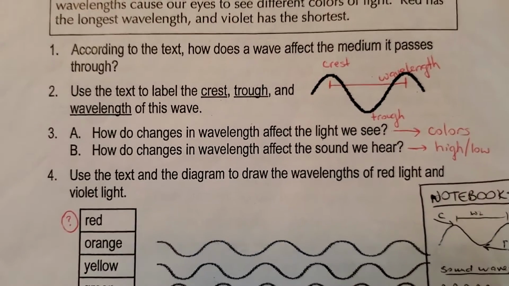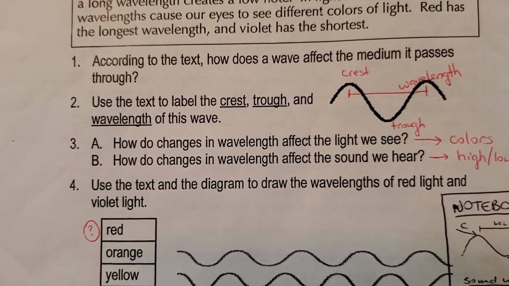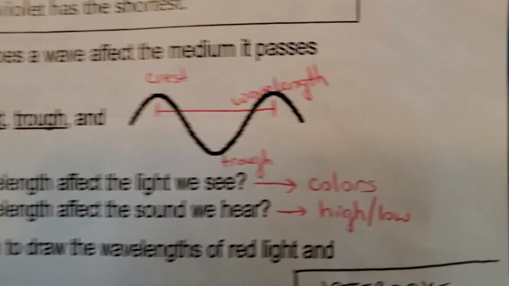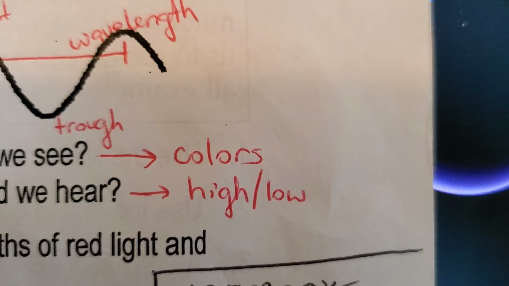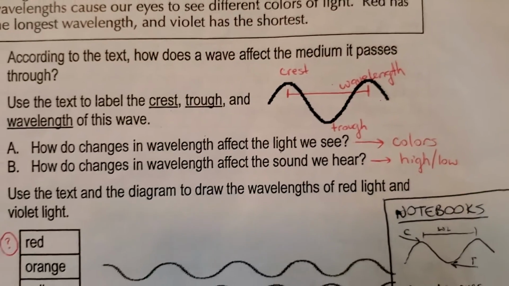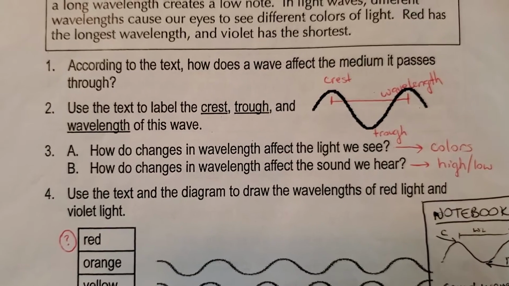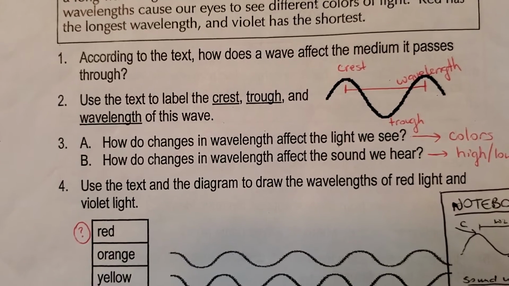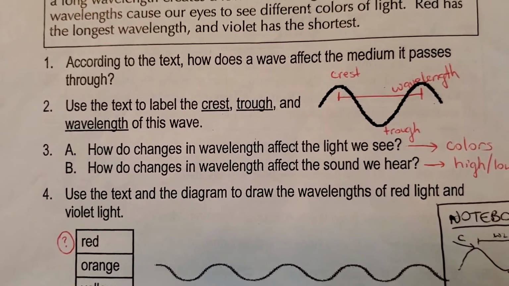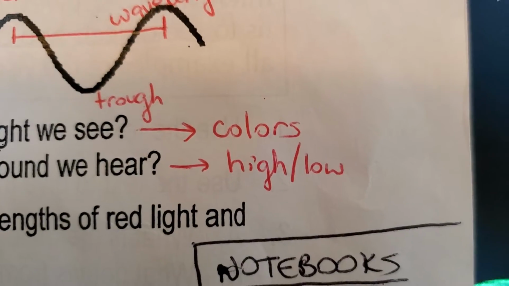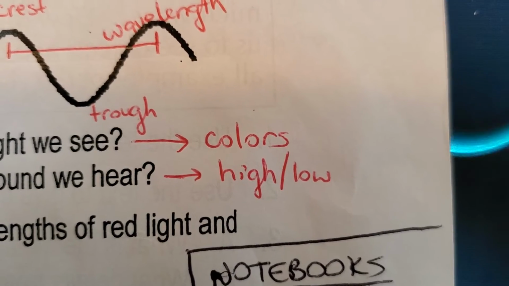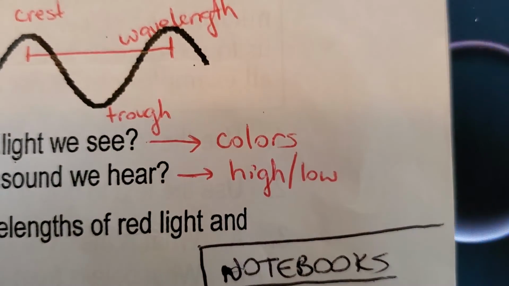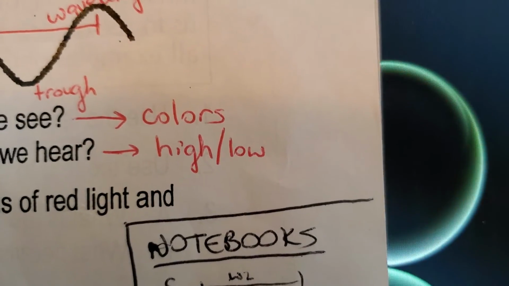Alrighty, moving on. 3a. How do changes in wavelength affect the light that we see? Different wavelengths help us to see different colors. There you go. Different wavelengths, different colors. Pretty amazing stuff. 3b. How do changes in wavelength affect the sound that we hear? Well, sounds that have a short wavelength make very high notes. And sounds that have longer wavelengths, they make lower notes. Short wavelengths, high notes. Longer wavelengths, lower notes.